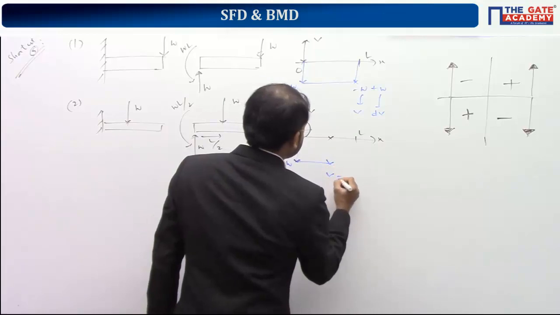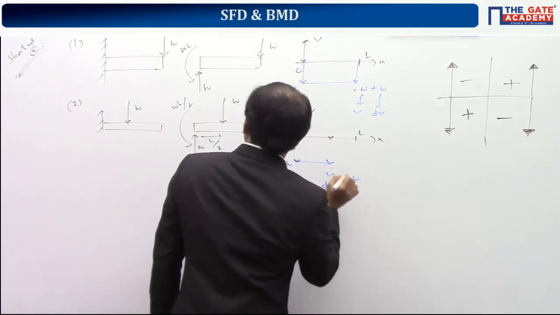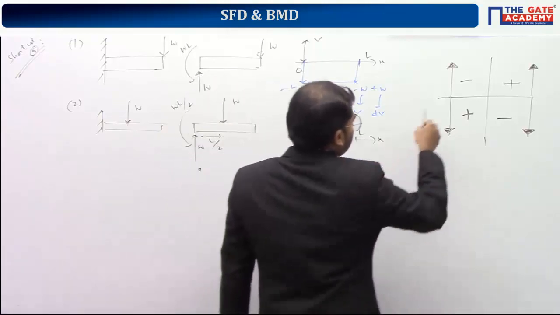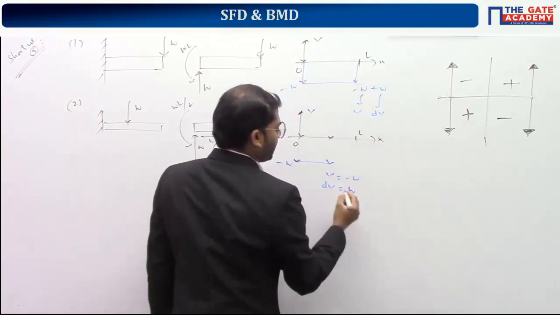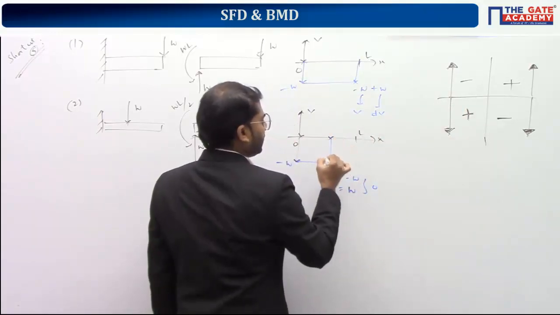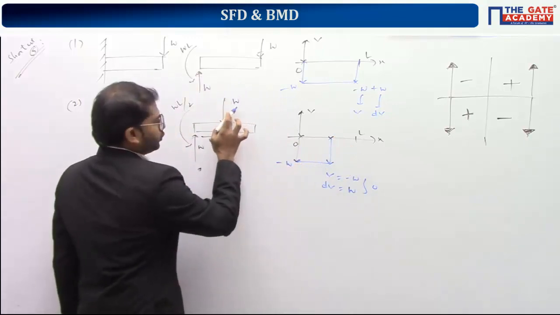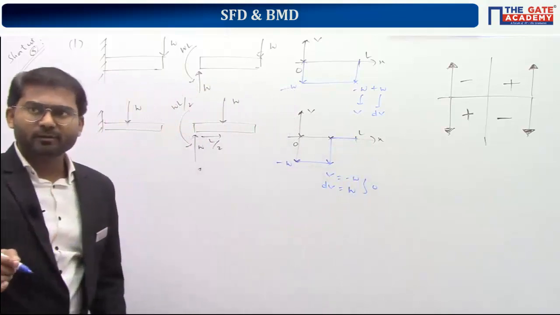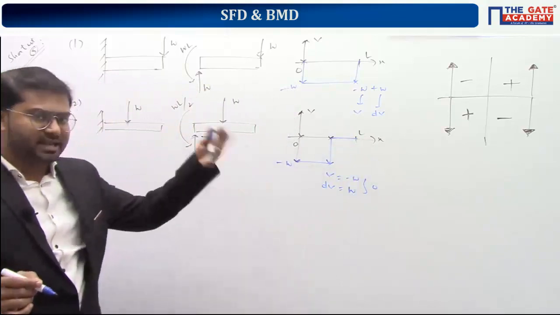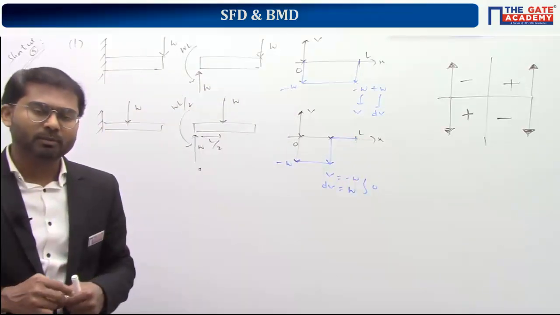So initial value V is equal to minus W. So dV, as it is acting downside, so downside force will cause increase. So dV is equal to plus W. So both will add up to 0. You'll get like this. After L by 2, there is no point load. So there will be no change of shear force. So you got the same diagram using the normal method.